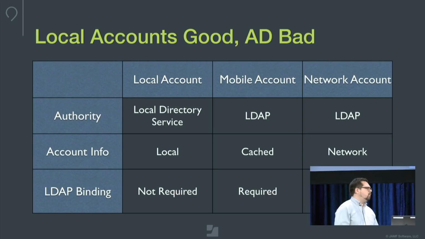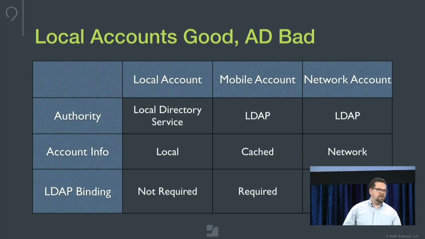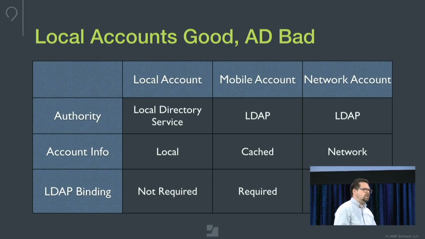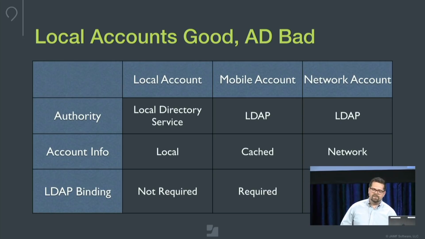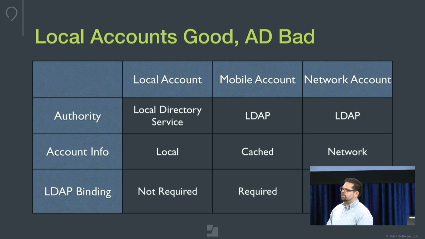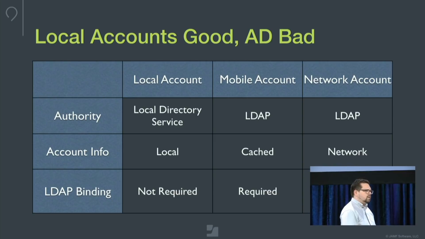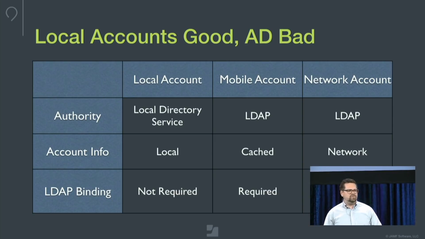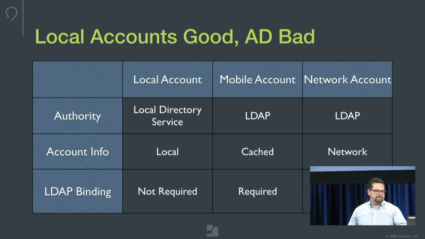A mobile account is probably what most people are used to. It's probably what a lot of people are still using. You're bound to the Mac. The authentication authority is still LDAP, a lot of the time Active Directory. Your account info is cached locally on that computer, and again, you are bound. The network account is probably used less often, maybe used more in a lab environment than anything else. This is where you are still authenticating to LDAP, like Active Directory. Your account info is mostly stored on the network, usually on a network drive, and LDAP binding, again, is happening.